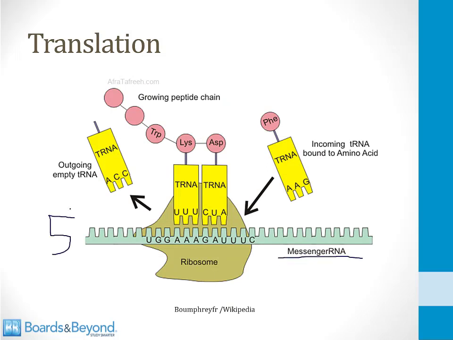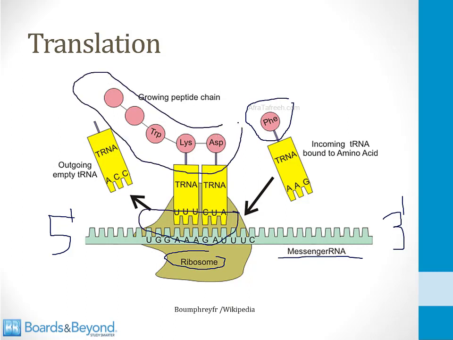This is the 5' end over here on the left. This is the 3' end over here on the right. The piece of messenger RNA is bound to a ribosome, and then tRNA molecules are bringing in amino acids, and the tRNA molecules are binding to the mRNA, and the amino acids are being linked into a growing peptide chain. That's how our body makes proteins.